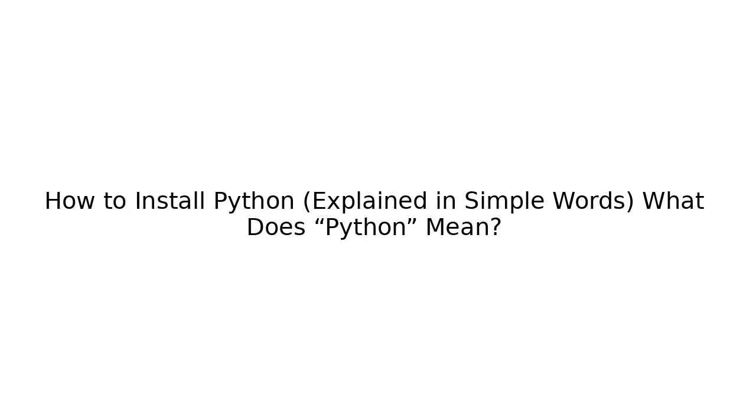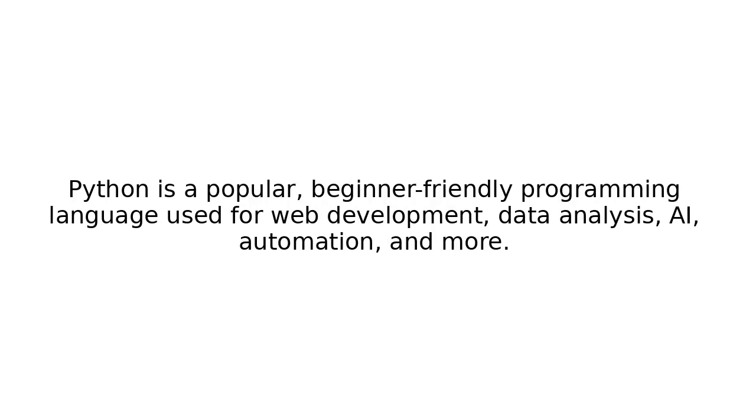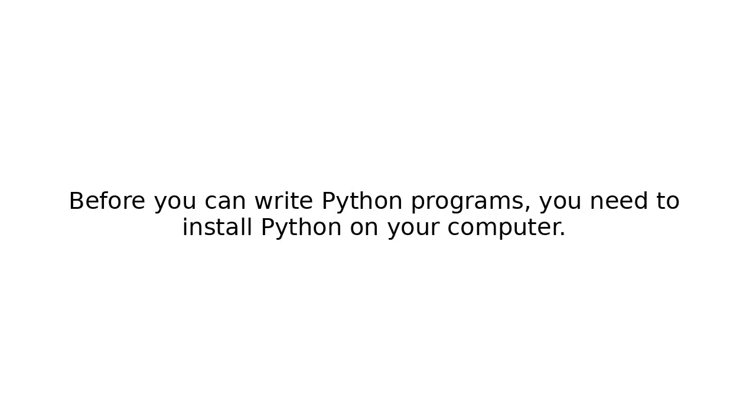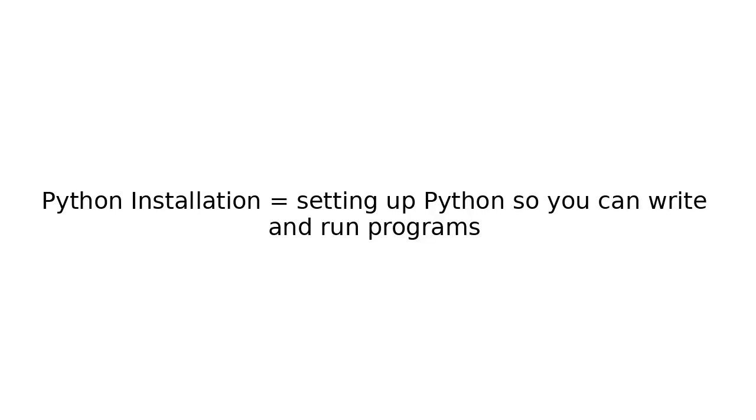How to install Python. Explained in simple words. What does Python mean? Python is a popular, beginner-friendly programming language used for web development, data analysis, AI, automation, and more. Before you can write Python programs, you need to install Python on your computer. In simple words, Python installation equals setting up Python so you can write and run programs.